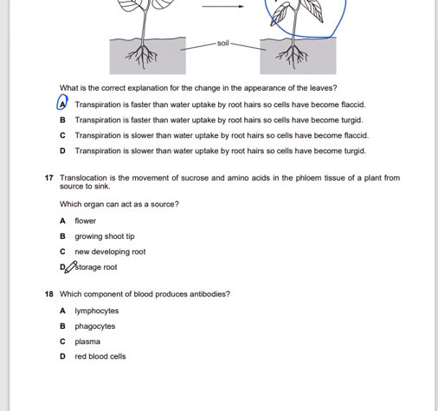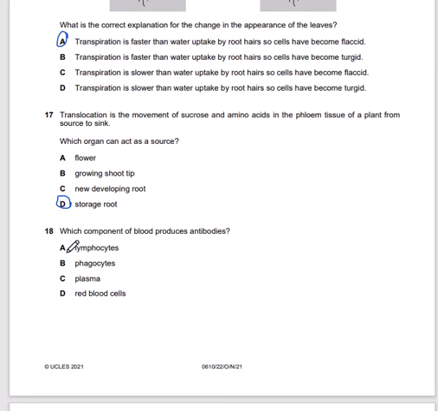Translocation is the movement of sucrose and amino acids in the phloem tissue of the plant from source to sink. Which organ can act as a source? The roots act as a source when it's winter, like when there are no flowers, for example, and no leaves. The plant won't photosynthesize, so the storage organ would act as a source.